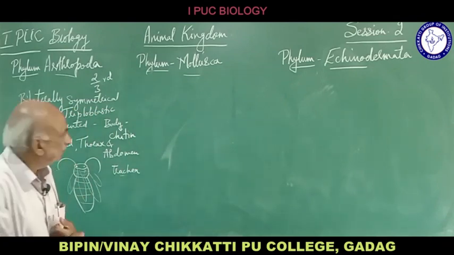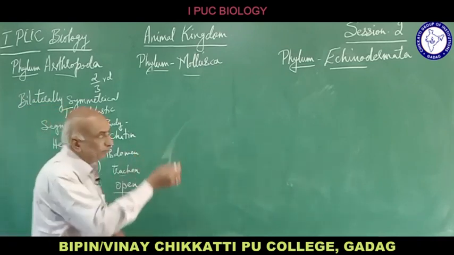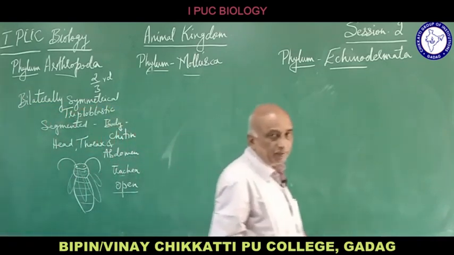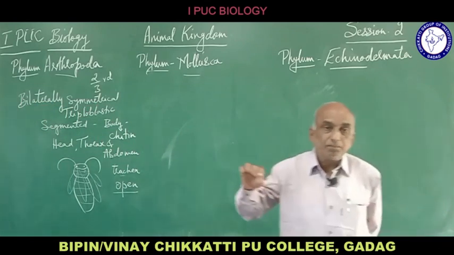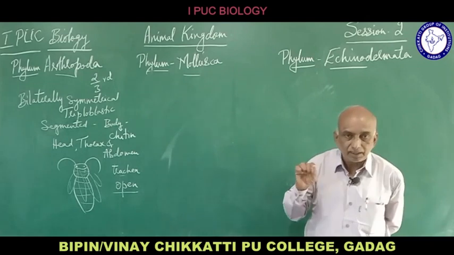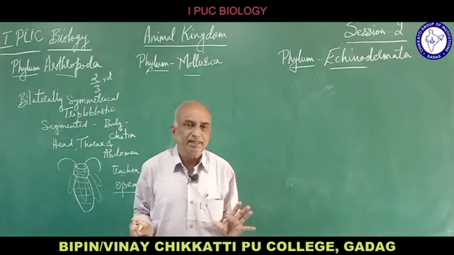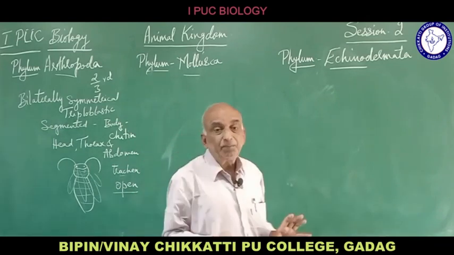And the circulatory system is open type, but in Annelida we have referred to it as closed type. So that means in earthworm the blood flows in well defined blood vessels like arteries or veins, but in cockroach the blood is freely present in the cavity of the body.